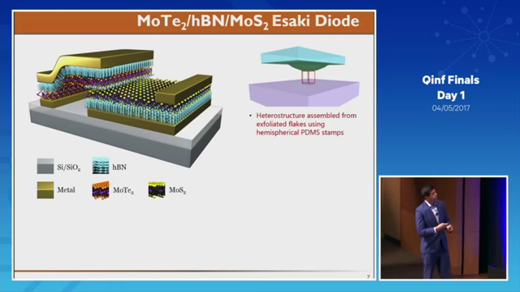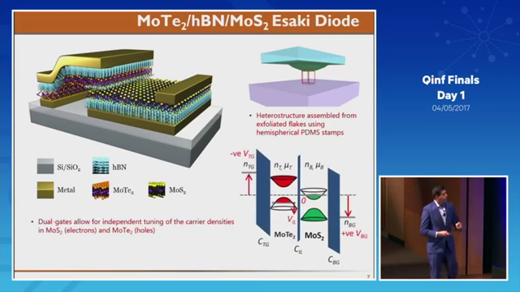Now, the heterostructure features a dual gated overlap region between the MoS2 and MoTe2. And these dual gates will allow us to independently tune the carrier densities, in our case, electrons in the MoS2 and holes in the MoTe2, as you can also see from the band diagram of the system right over here.